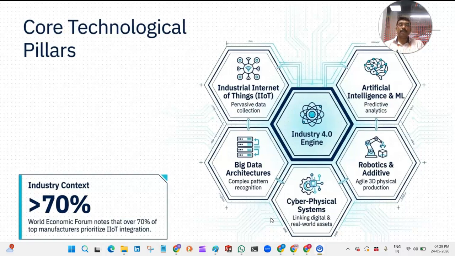And the third one, cyber physical systems. Earlier there was no such term coined in Industry 3.0, and this is a very important phenomenon for Industry 4.0. Cyber means computer, physical means the machines, and the computers and machines are combined together to form cyber physical systems, linking the digital and real world assets for analyzing the details behind the manufacturing to improve the manufacturing statistics.